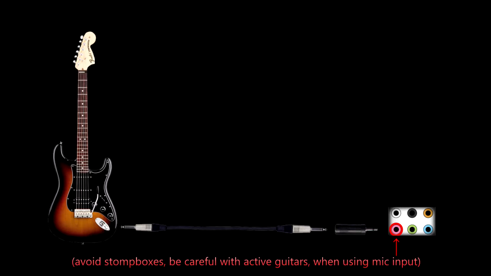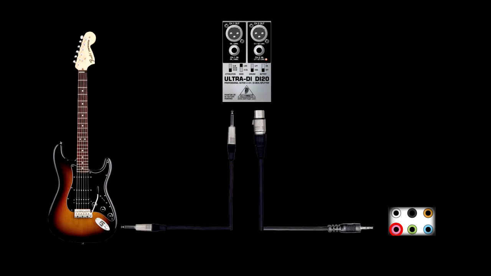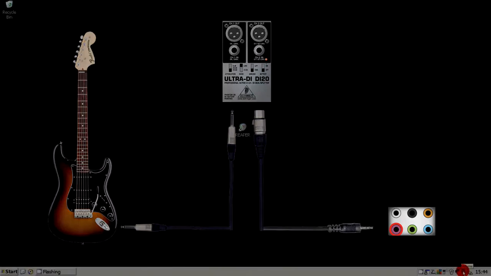Try to be careful with active bass guitars, or if you have stomp boxes. Try not to use them so you don't clip or damage the audio input on your audio card. What I would prefer is the use of a DI box unit if you have one, so you adapt the signal from unbalanced instrument level to balanced microphone level, suitable for this input.